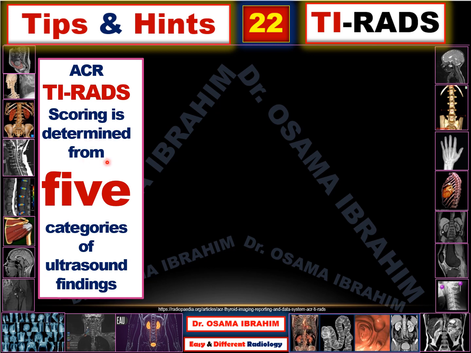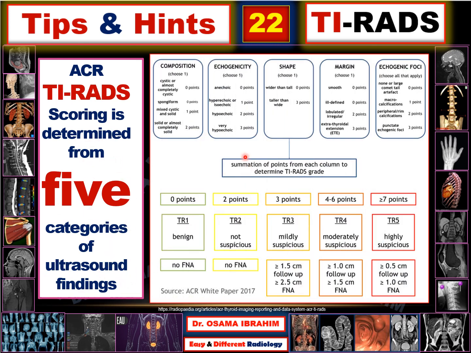ACR TI-RADS scoring is determined from 5 categories of ultrasound findings. According to the findings in each category, I can reach the final TI-RADS score. The first is the composition, then the echogenicity, shape, margins, and the presence of echogenic foci and their description. These are the main 5 categories, and after scoring each one, I add them up to get the TI-RADS score. This is a summary of my presentation today. However, what about the details? Just pay close attention to the general rules that I'll teach you during these lessons, and you will learn how to make this score.